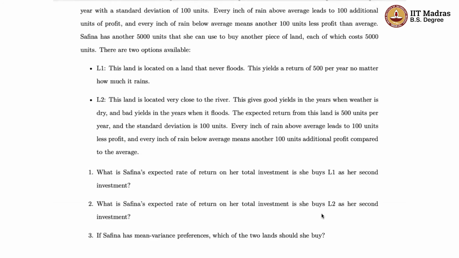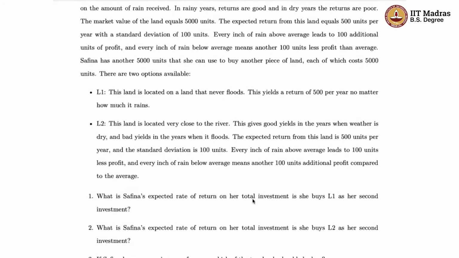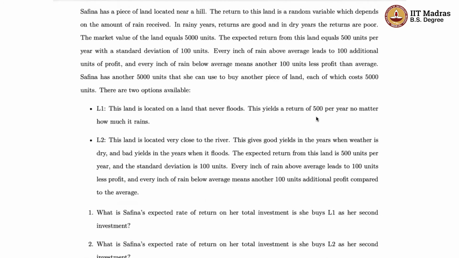Here it's a bit interesting, right? Because intuitively you might have thought that L1 is a better purchase, because if we look at L1 and L2, they both give 10% expected rate of return, right? So the mean rate of return is the same, whereas it seems that L1 is less risky, right? Because L1 does not have the land's return depending on whether it rains or not, whereas L2 actually has the return from the land depending on whether it rains or not, right?